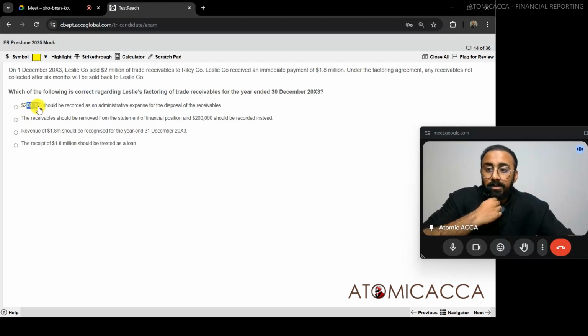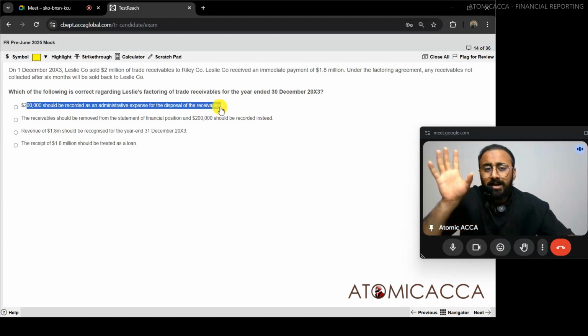Option A: the 200,000 should be recorded as an administrative expense for the disposal of receivable. From the outside point of view, receivables have been disposed. From the accounting point of view, it's not disposed. Secondly, this 200,000 is not yet an expense. It might or might not become an expense later on. So the first one is out. Option B: receivables should be removed from SOFP and 200,000 should be recorded instead. False. That is for non-recourse factoring. So option B is out.